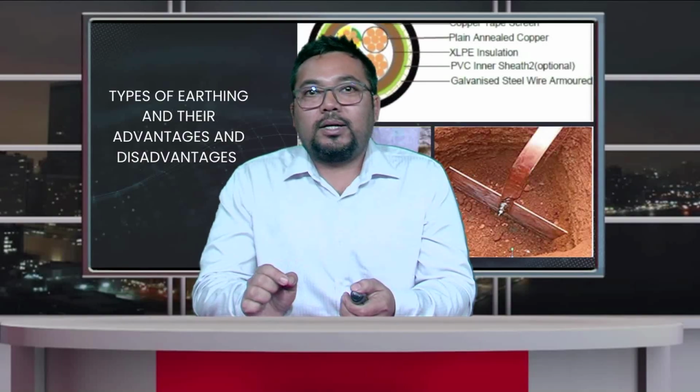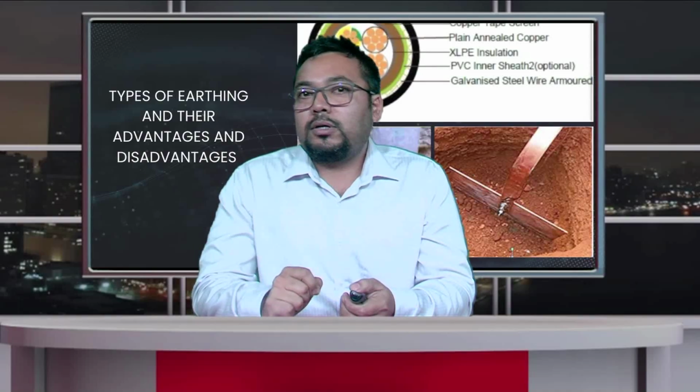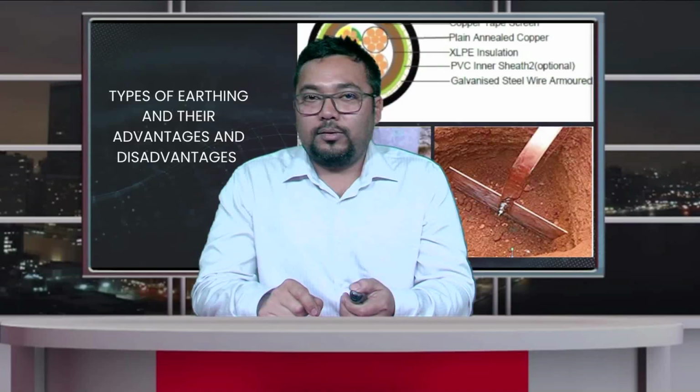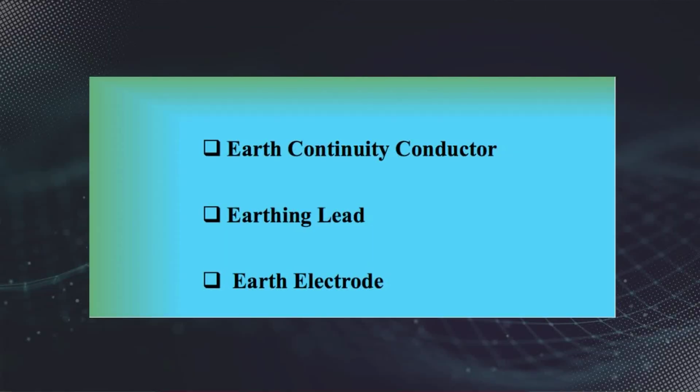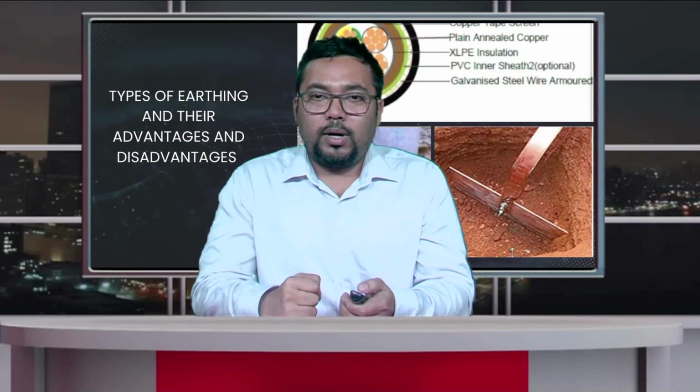A complete electrical grounding earthing system consists of the following three very important components. First, earth continuity conductor, earthing lead, and earth electrode. So let's discuss these three components one by one.